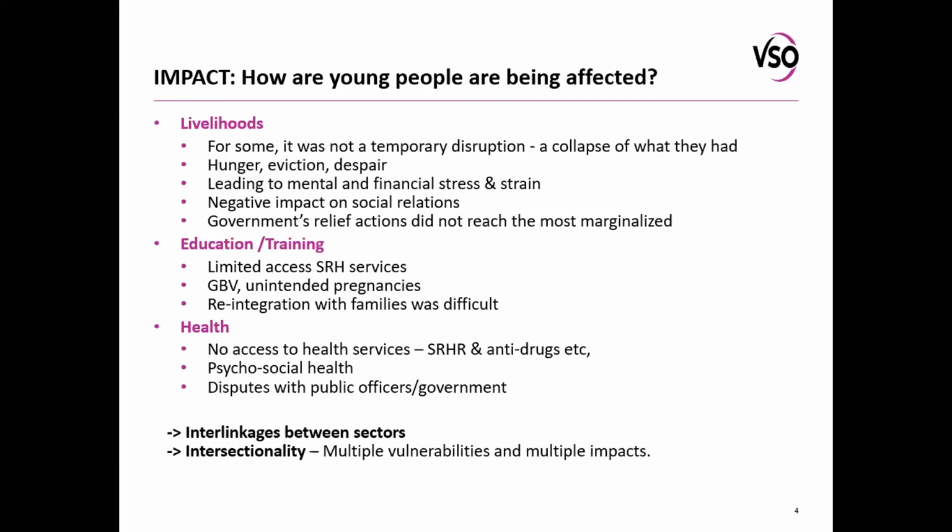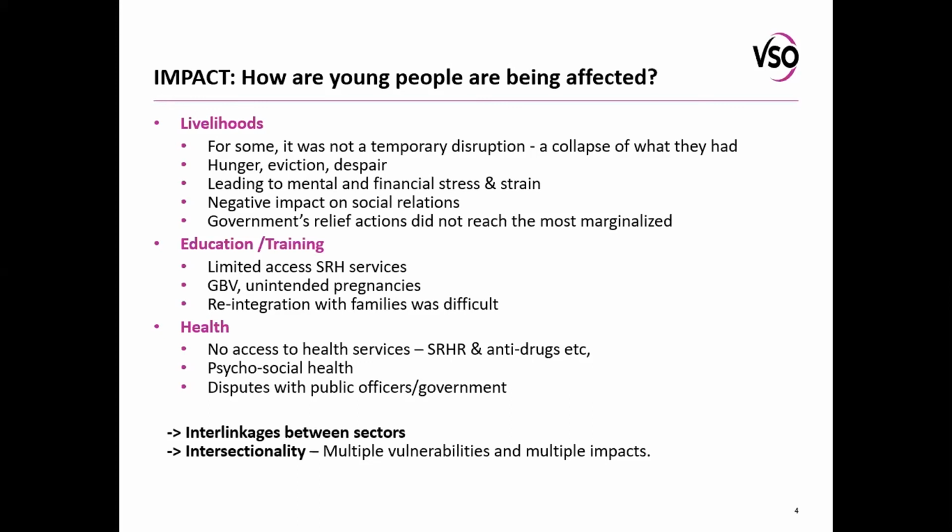Of course, this also refers to the fact that most of the youth were above 18. But for many, it was not only a loss of income, but in many cases, a collapse of what they had. Some were facing hunger, eviction, stress, trauma. It was reflected from the evidence that some of the good government relief policy actions, like, for example, debt reliefs or other kind of support, were not really reaching the most vulnerable groups.